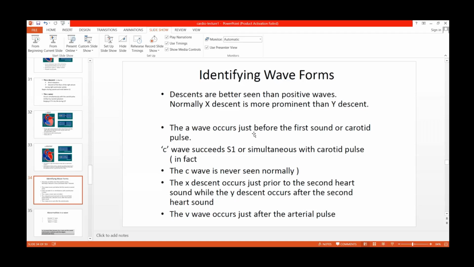So if before it is A wave, and if after it is V wave. And for checking the negative waves, you have to see the second heart sound. So you have to put the stethoscope and look for negative waves. Clear? This slide is important.